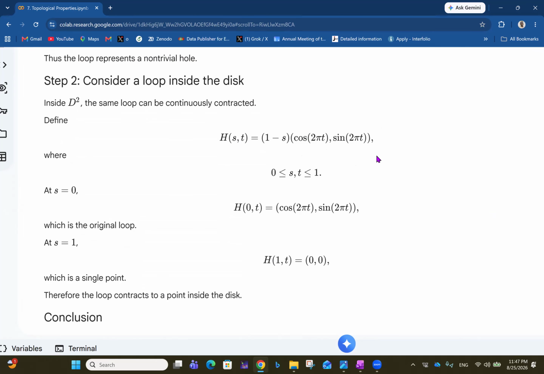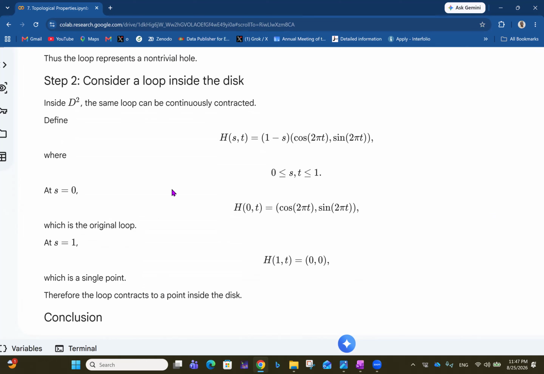So if it is a closed disk, it's less than or equal to. If it is an open disk, you have less than 1. And as a result of the less than part, you can continuously contract the same loop inside the disk. So in this case, s and t that we have here all lie between 0 and 1.